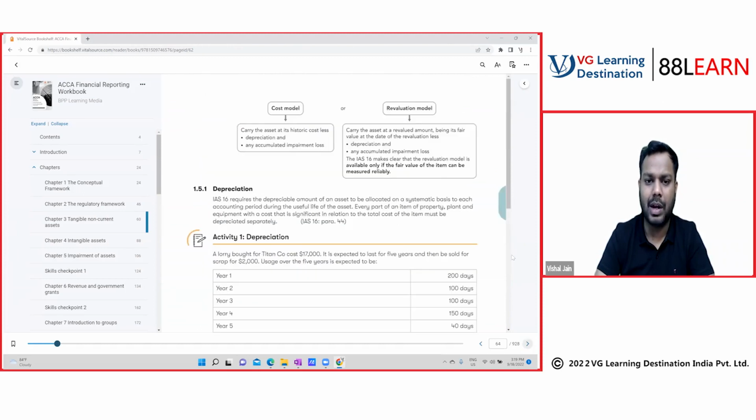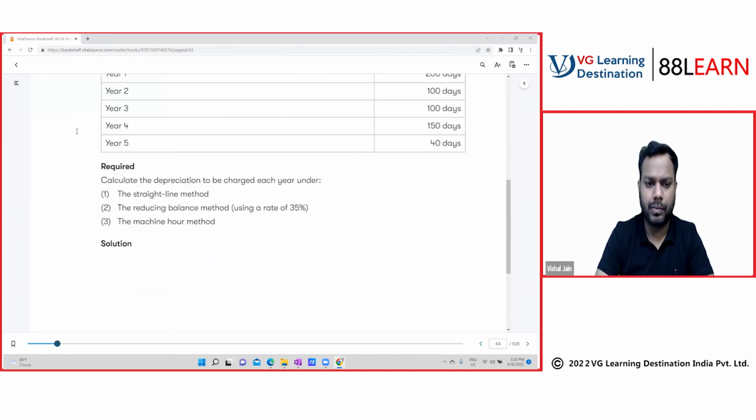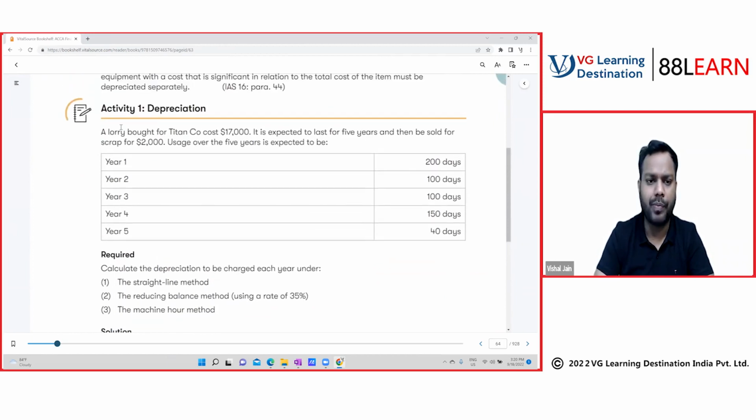This is an illustration, activity 1, which is talking about depreciation, right? You guys can solve it yourselves. A lorry is bought for Titan company. The cost of the asset is 17,000. The life of the asset is 5 years and it can be sold, that is the residual value is 2,000, right?